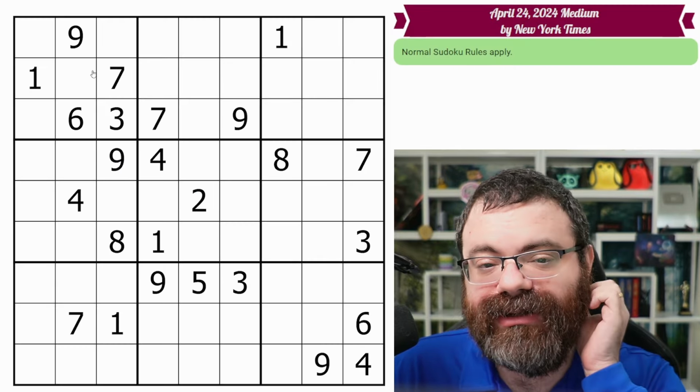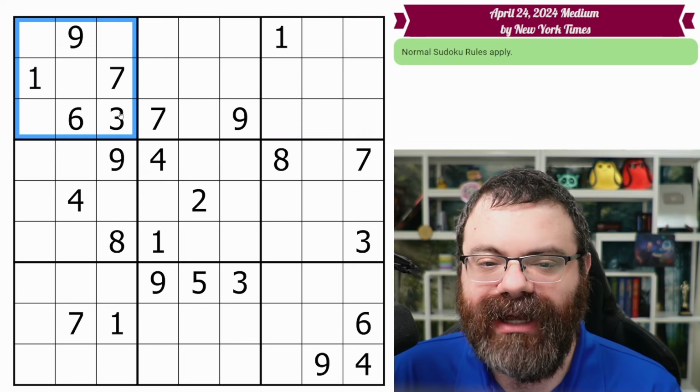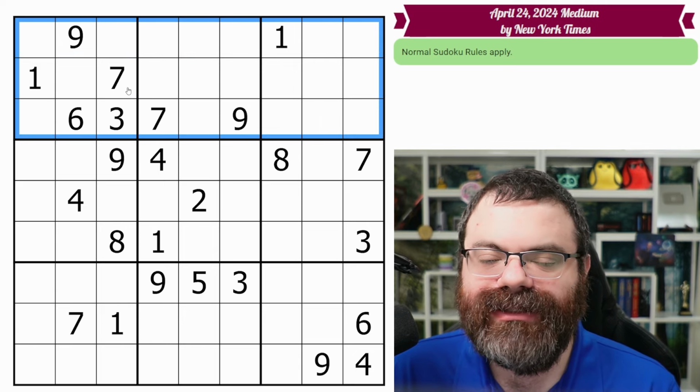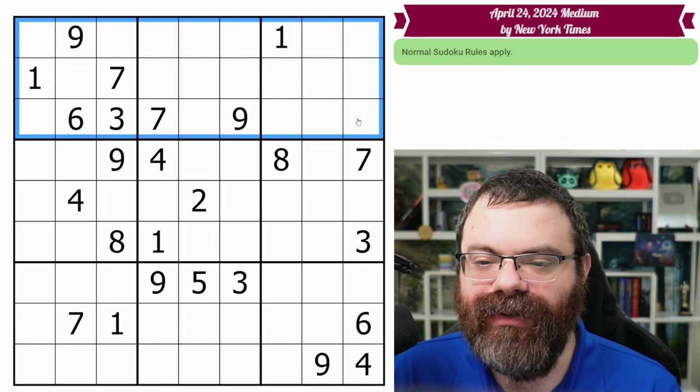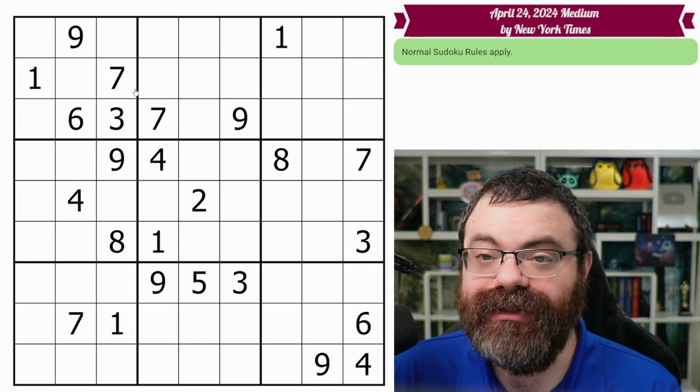Okay, so the first thing we're going to do is go through each band. So there are 3 bands. These are called boxes. So we have a cell, we have a box, we have a row, and then we have a band. So a band is a row of 3 boxes. So what we're going to do is look through each band.